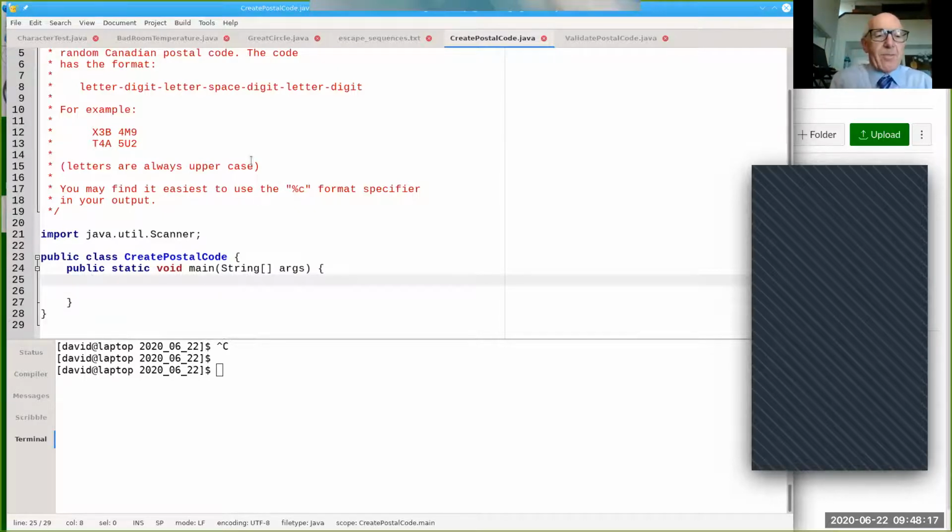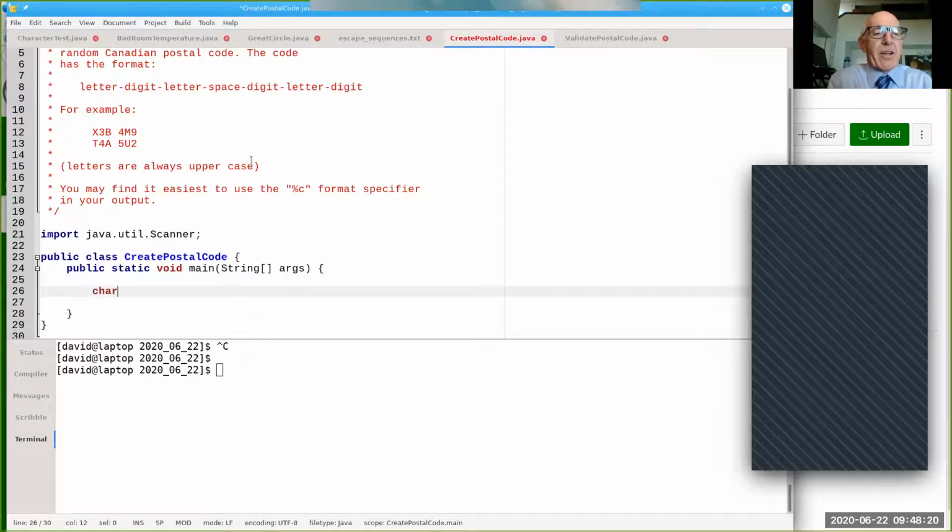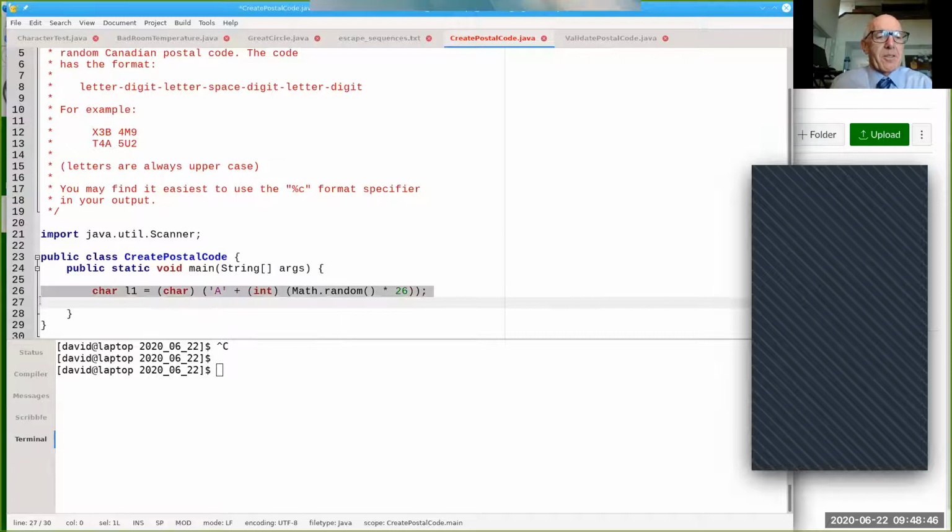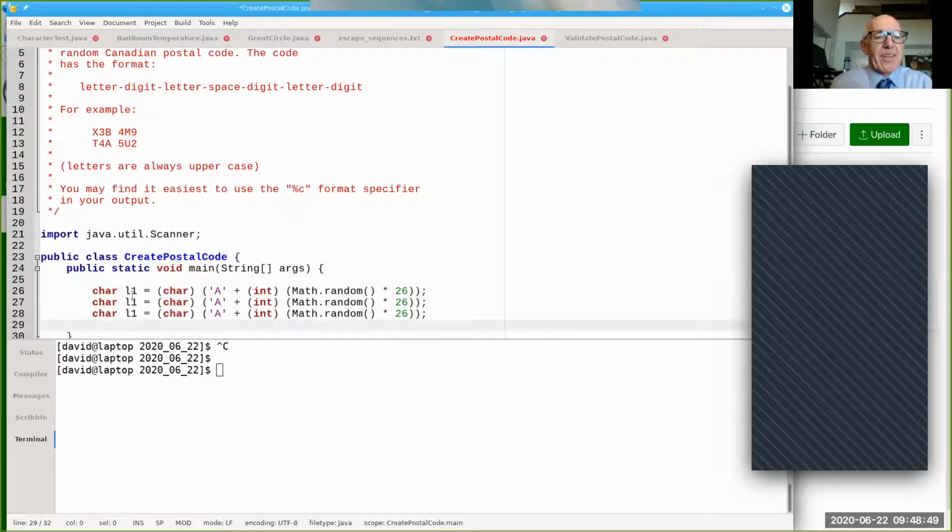Okay. Here's what I did. I said, let's have a character called letter 1, which is going to be a character, which is a capital A plus the integer part of Math.random times 26. Let me put some parentheses there to do that. I'm going to need 3 letters and 3 digits. And so in this case, copy and paste is going to be my friend. Let's call this L2, and let's call it letter 1, letter 2, and letter 3.